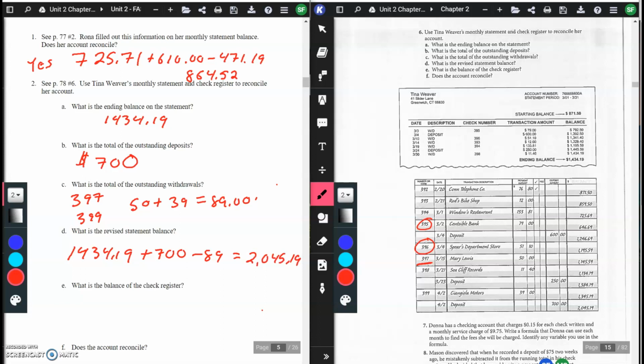Okay, and the balance of her check register shows off to the side here $2,045.19. So does the account reconcile? The answer would be yes, because this number matches this number, so part F is yes.